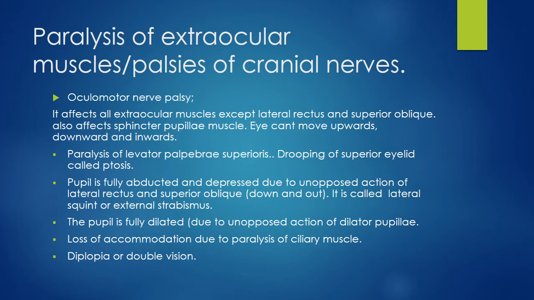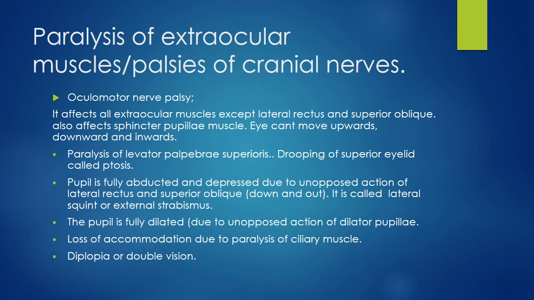It is called lateral squint क्योंकि eye pupil deviate हो गई है, abducted हो गई है laterally, and it is called lateral squint or external strabismus. Next is the pupil is fully dilated. Now why it is fully dilated? Because the sphincter pupillae muscle is paralyzed, which is supplied by the parasympathetic fibers through oculomotor nerve. That's why there is unopposed action of dilator pupillae, which is supplied by sympathetic fibers, right?